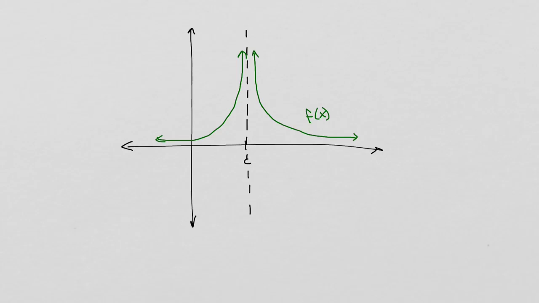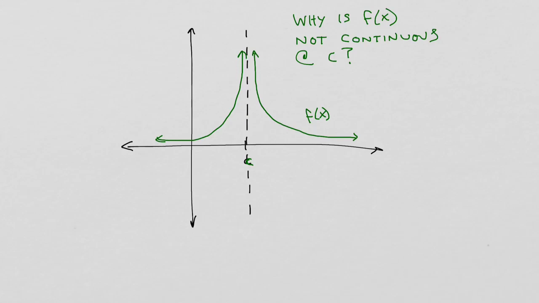So let's look at a few examples. Here's an AP question. The question is, why is f of x not continuous at c? The very first condition says that f of c exists. And if we look at this graph, f of c does not exist. And that is the reason that this function is not continuous.